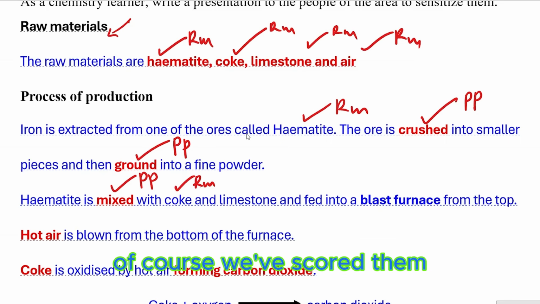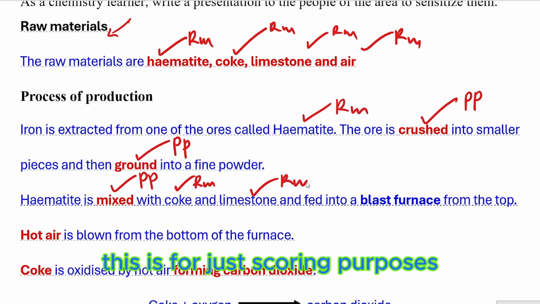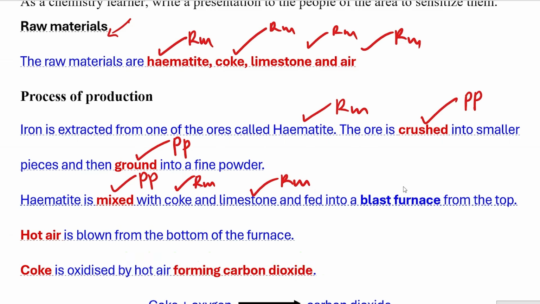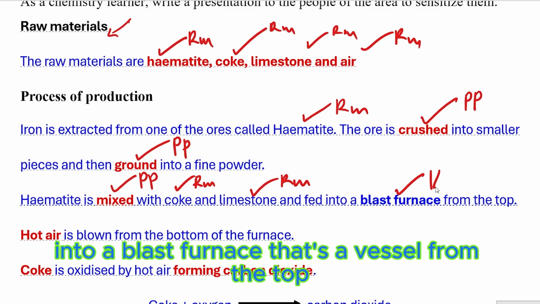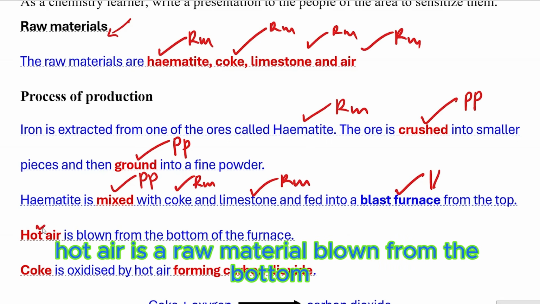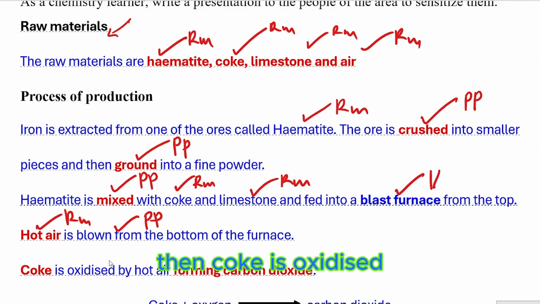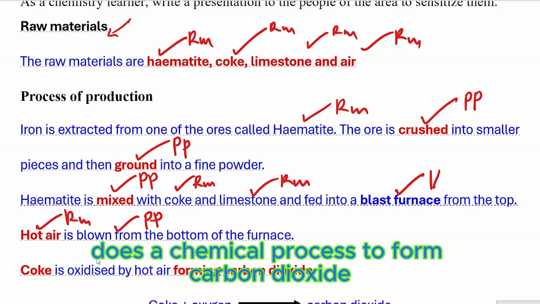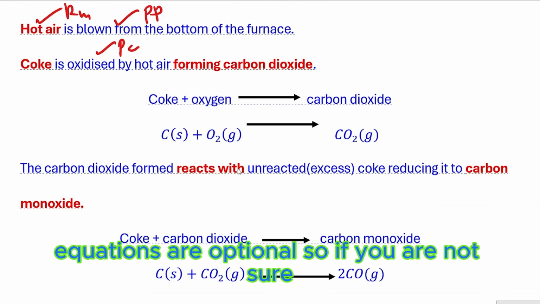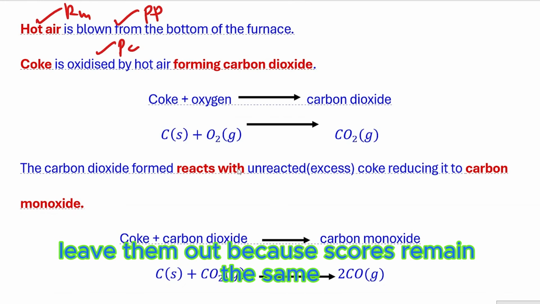Of course, we've squared them. We can't square them again. This is for just squaring purposes. Into a blast furnace, that's a vessel from the top. Hot air is a raw material. Blown from the bottom. Blowing from the bottom is physical process. Then coke is oxidized. That's a chemical process to form carbon dioxide. Equations are optional. So if you are not sure, leave them out because scores remain the same.